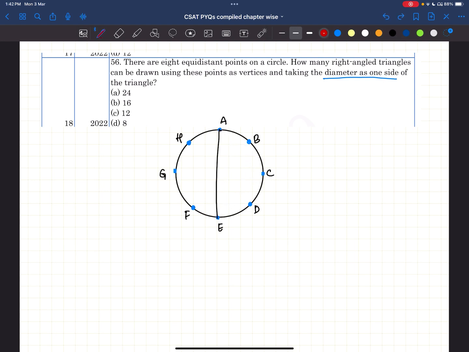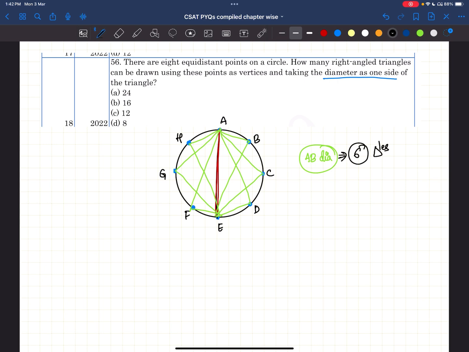So if we take AB as a diameter, how many right angle triangles can be found? See, this is one right angle triangle, and this is one right angle triangle. Again this one, 1, 2, 3. If we take AB as a diameter, we are getting 6 right angle triangles.